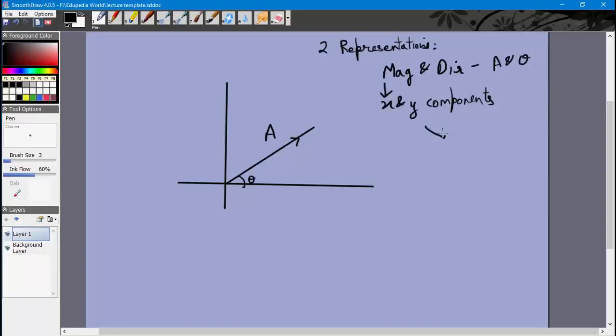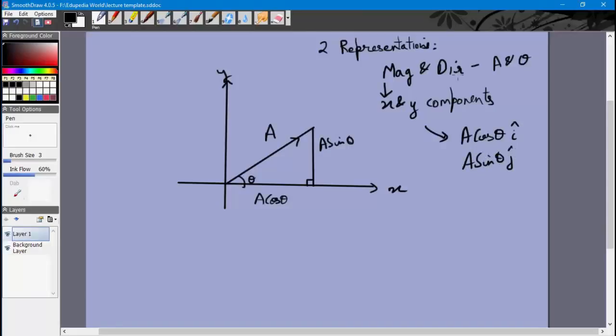What are the x components for the vector whose magnitude and direction is a and theta? Well, that's quite easy. This would be a cos theta, the length, and this would be a sin theta. This is x, this is y, the unit vector here is I hat and here is j hat. So obviously the x and y components would be a cos theta I hat and a sin theta j hat.